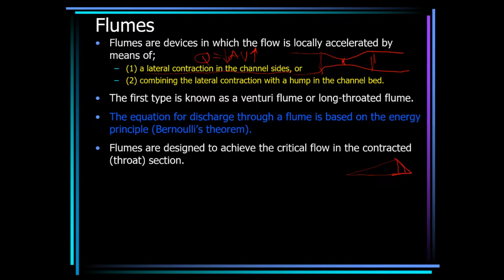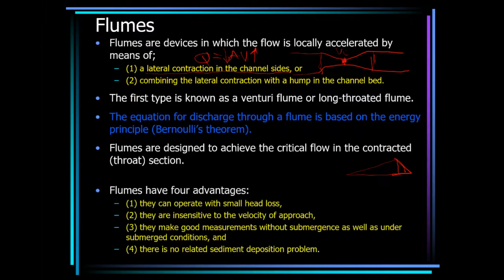And the flumes are designed to achieve the critical flow in the contracted throat. I mentioned this. They are designed to achieve critical flow in the contracted throat section, like for the Venturi flume. Here you have the critical velocity. We'll explain what is critical velocity, what is supercritical, and what is subcritical velocity in the next chapter, which probably we are going to start today. So they are designed to achieve a critical flow in the contracted section.